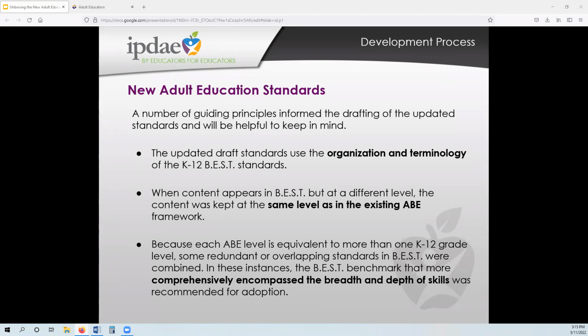But again, the idea was when it was possible to combine standards across grade levels to create a single standard that was an equivalent for the comparable NRS level, that was what we did. So again, really trying to streamline, synthesize, and condense content when it was appropriate, with the needs of the end user, the adult education practitioner, teacher, program leader, front and center in mind.